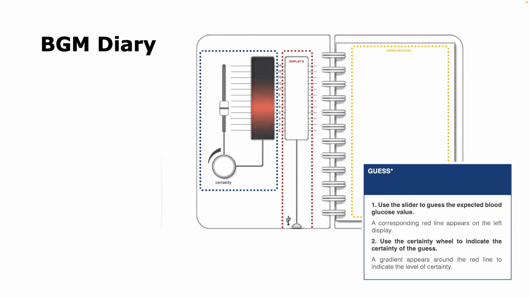Before taking a blood measurement, the slider is used to guess the expected blood glucose value in the range from 2 to 24, which you can see here. A line appears on the left display. The certainty wheel can then be used to indicate the felt level of certainty. This results in a gradient around the line. This action captures the uncertainties and complexities that are part of starting to do blood work.